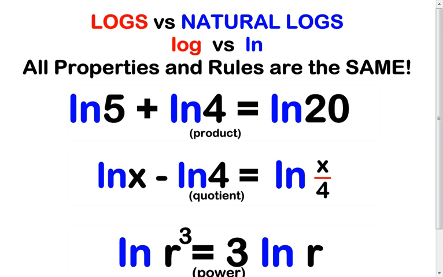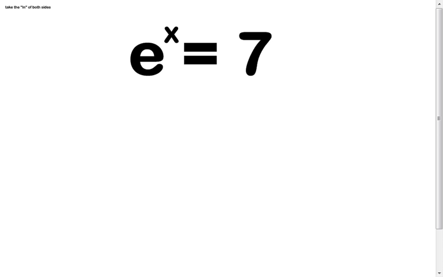Then the same properties that apply for regular logs also apply for natural logs. So just like when you added two regular logs together, when you add two natural logs together, you can smush them into one log and multiply. Same thing with the quotient, same thing with the power rule. So all of those things apply.